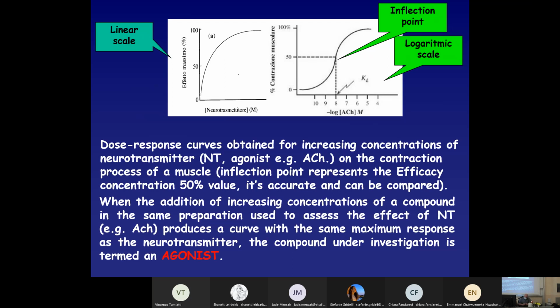There is a manner to have an accurate point. It's very simple. To change the concentration of a neurotransmitter, the concentration of our drug, in minus log of the concentration. So from the normal concentration, molar, millimolar, micromolar, and so on, we change the scale, no more the direct concentration, but minus log concentration. It's just a mathematical transformation. In this way, we get a different curve, a sigmoid curve.